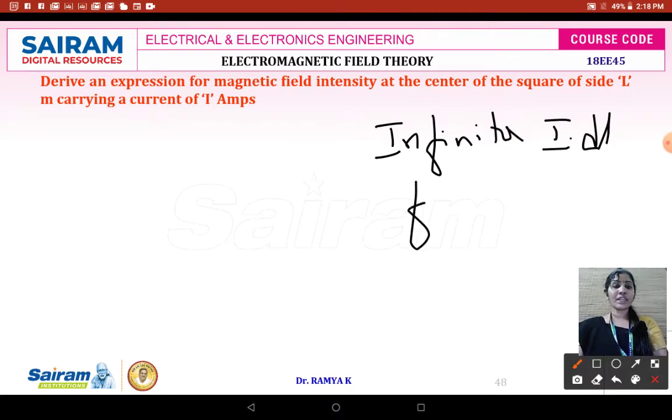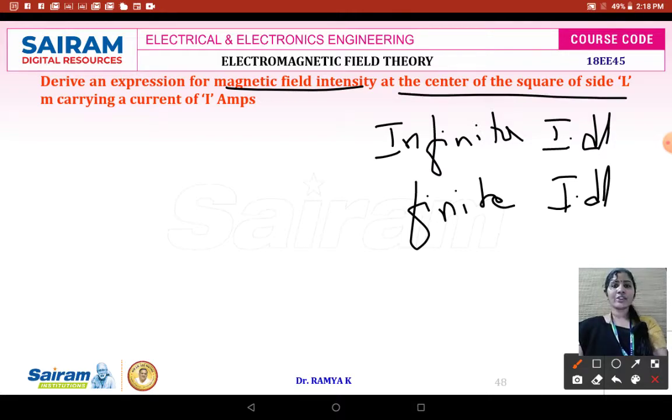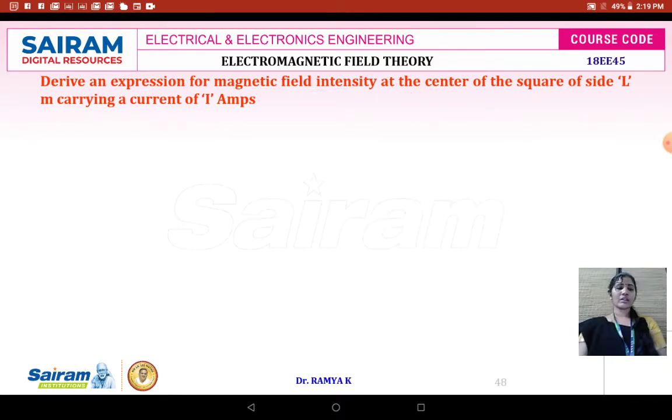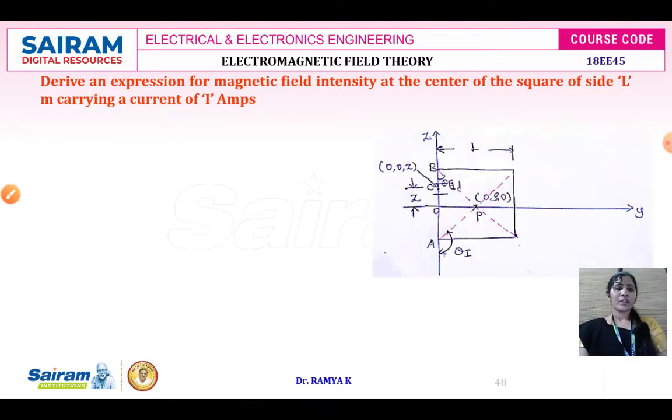and for a finite length of conductor. So in both the cases we have seen what the value of the magnetic field intensity is. Now in this session we are going to identify the magnetic field intensity at the center of the square of L meter. So it comes under the concept of finite current carrying element. This is the diagram representing the problem.